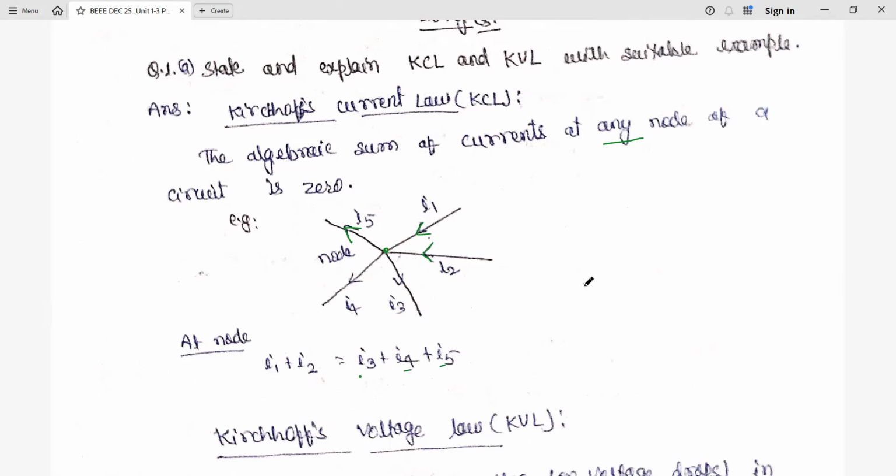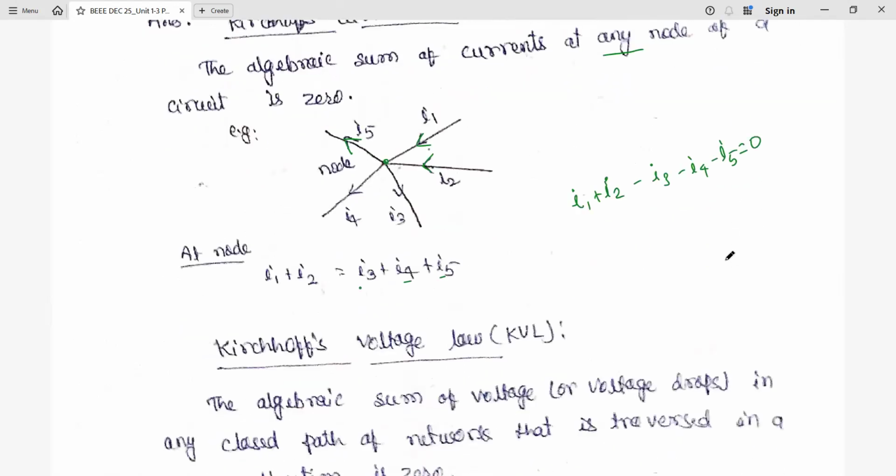If you want to write with the help of signs, then we take incoming current as positive and outgoing current as negative: I1 plus I2 minus I3 minus I4 minus I5 equal to 0. So this has application in nodal analysis.